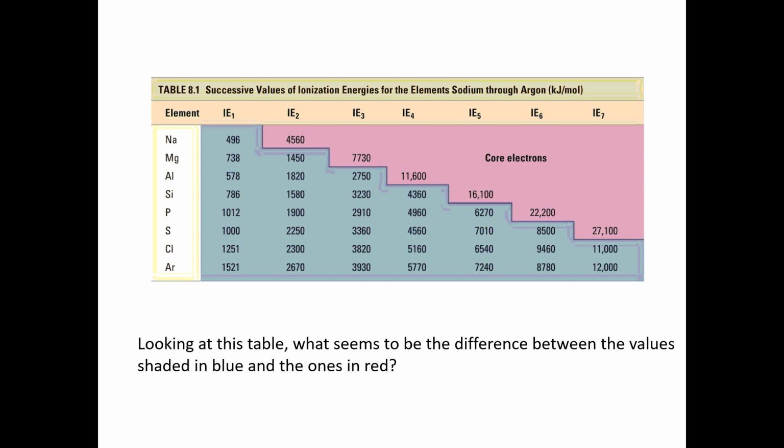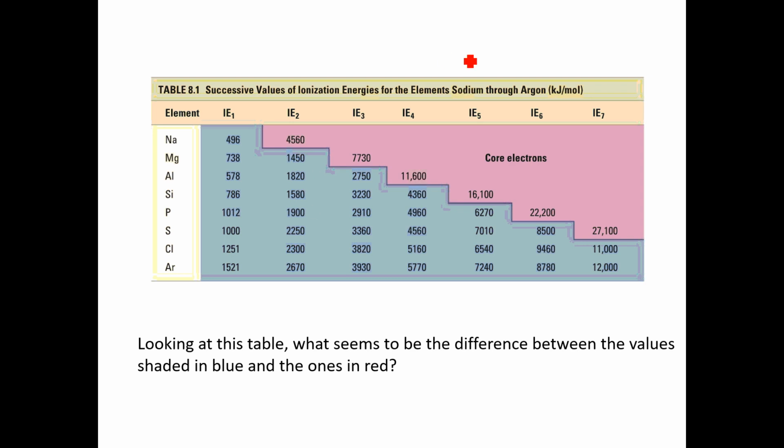And if you take a look at this table, notice how it's color-coded. The blue values are the valence electrons, and the red values are for core electrons. What you might notice is when you start removing core electrons, they become much, much harder to remove. Like in that previous example, to remove the first electron from sodium only took 496 kilojoules of energy. The second electron, which is in a closer shell, would take 10 times that energy, so like 4,560. It takes way more energy to remove a core electron.